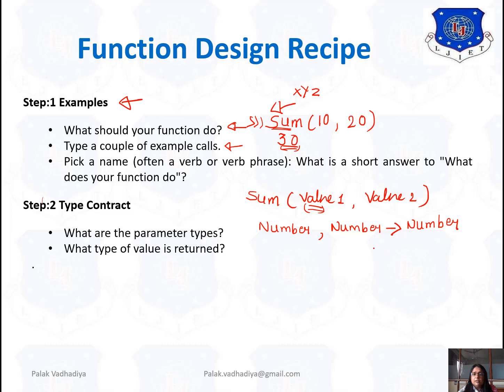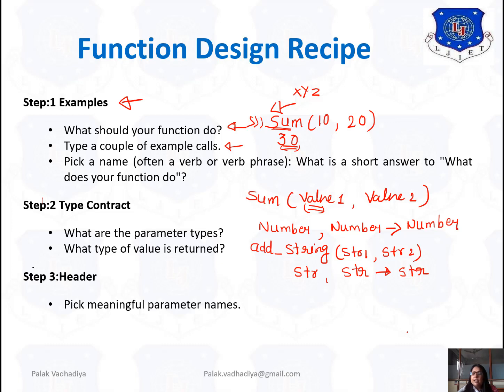Now type 3 is what? It's a header. Pick a meaningful parameter name like this. It's the add string. So here I have to write def. That is a defined function. And then I have to mention add string, with str1 and str2. So it's a meaningful name. By reading this name, I can understand, okay, this function is related to some addition of strings. Alright? In a type contract, it may be possible that there is a string and some number also, that depends on the function.